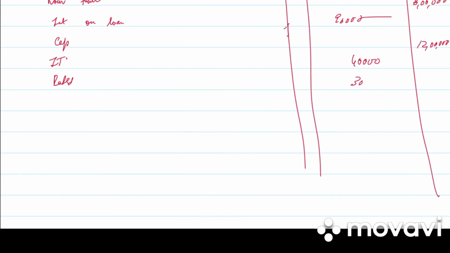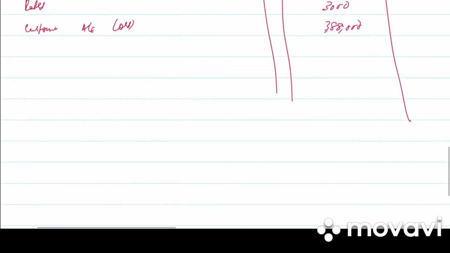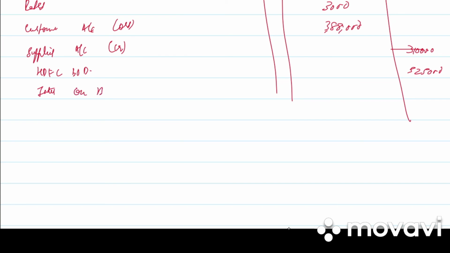Rates 3,000 debit side. Customer's account is nothing but debtors, 3,88,000 debit side. Supplier's account is creditors, 3,10,000. Then we have HDFC bank overdraft 5,25,000 credit side. Interest on bank overdraft 54,000 debit side. Miscellaneous income 1,000 on credit side.